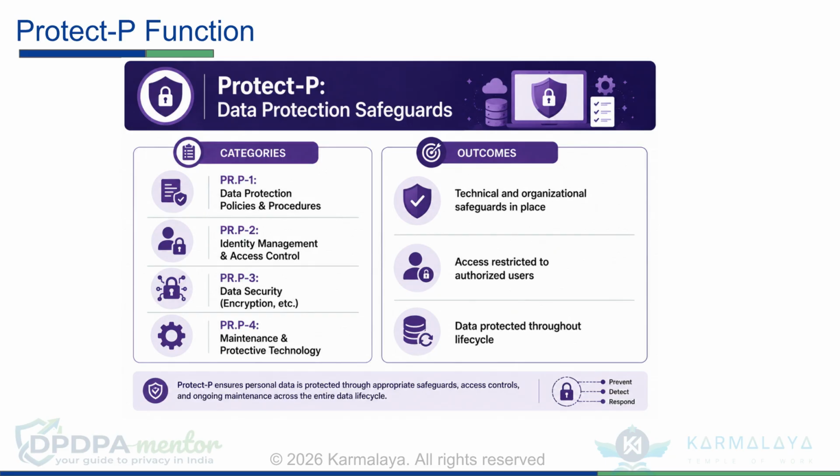This function is shared with the NIST Cybersecurity Framework, making it a natural integration point between privacy and security programs. Data protection policies and procedures document the technical and organizational measures used to protect personal data, encryption standards, access control policies, incident response procedures. Identity management and access control ensures only authorized individuals can access personal data through authentication, role-based access, and least privilege principles.